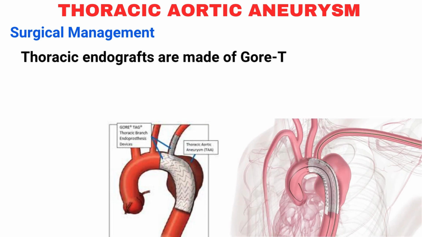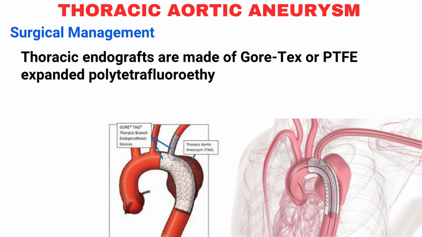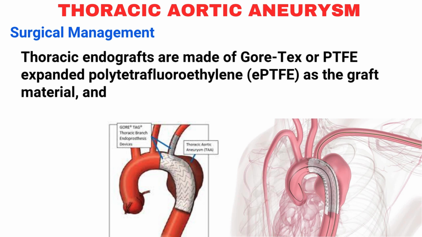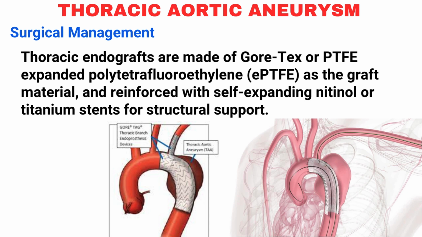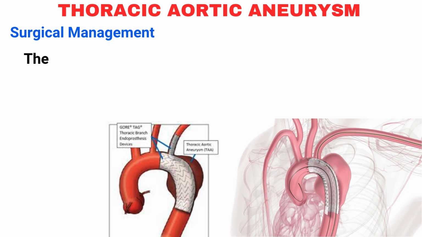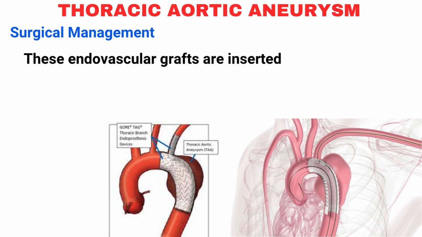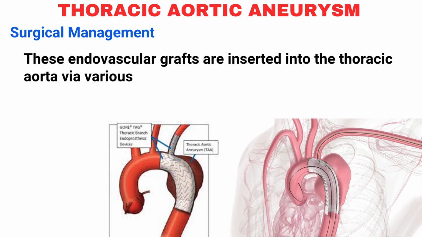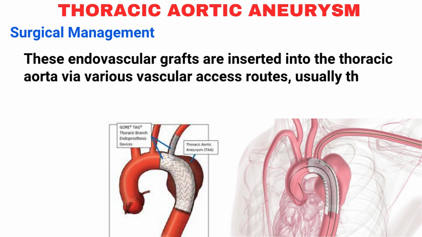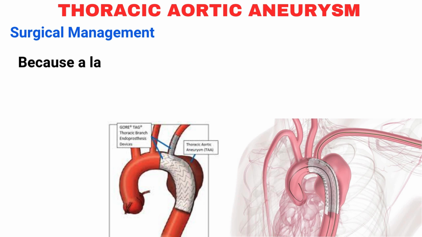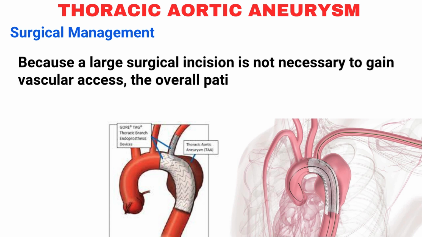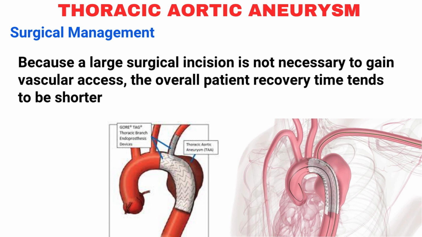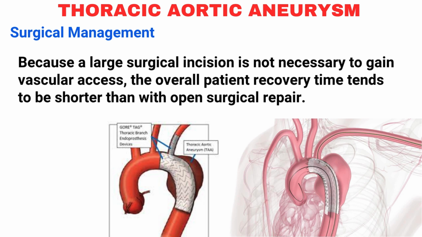Thoracic endografts are made of Gore-Tex or PTFE as the graft material and reinforced with self-expanding nitinol or titanium stents for structural support. These endovascular grafts are inserted into the thoracic aorta via various vascular access routes, usually the brachial or femoral artery. Because a large surgical incision is not necessary to gain vascular access, the overall patient recovery time tends to be shorter than with open surgical repair.